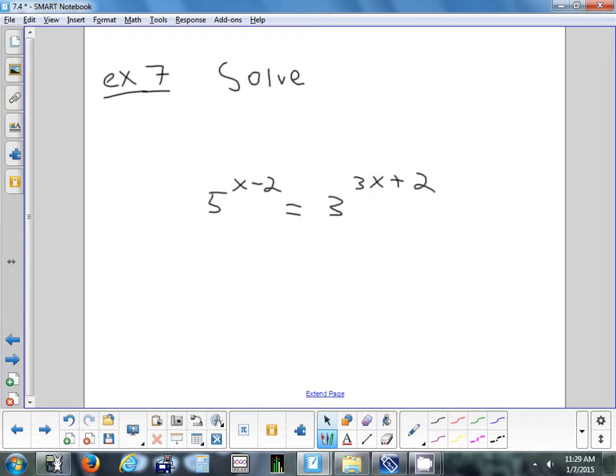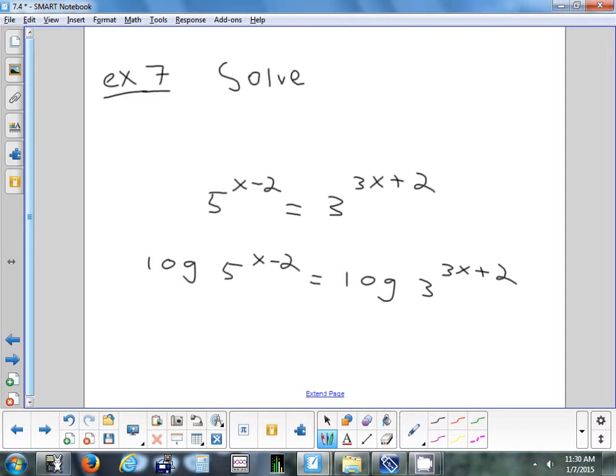So, one thing we're allowed to do, as long as you do it on both sides, you can take the log. In fact, I'll rewrite it. Take the log of both sides. So do that on the left and on the right. Now, because you took the log of both sides, you can put the exponents in front.